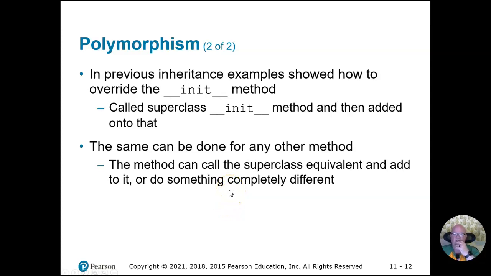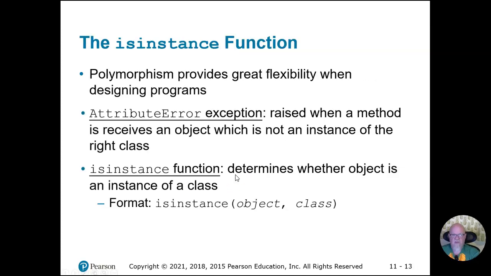In the previous inheritance example, we showed how to override the init method. So notice how we overrode the init method by adding that extra step, for example, number of doors, drive type. We called the superclass init method and then added on to that. The same can be done for any method. The method can call the superclass equivalent and then add to it or do something completely different.